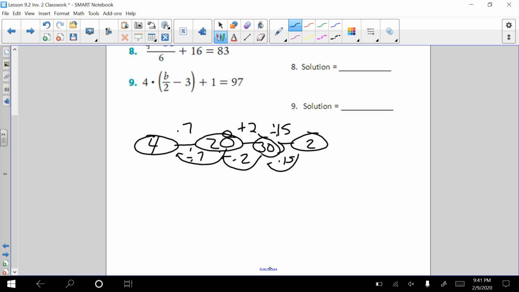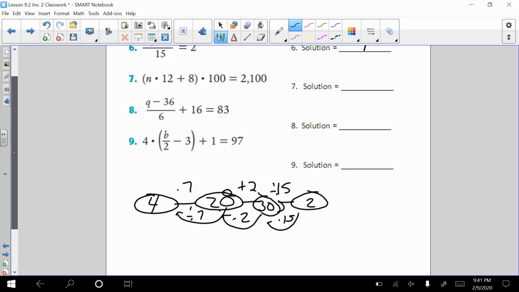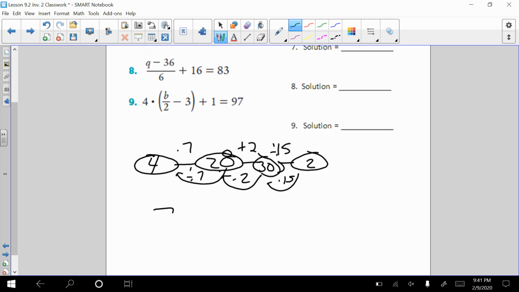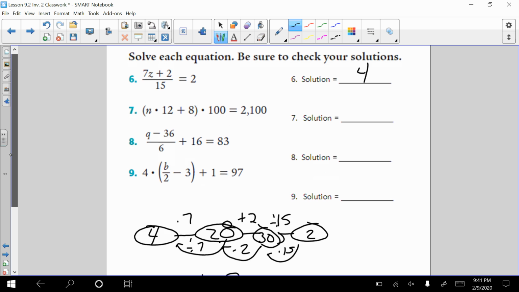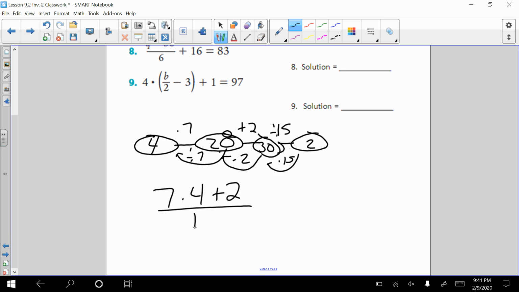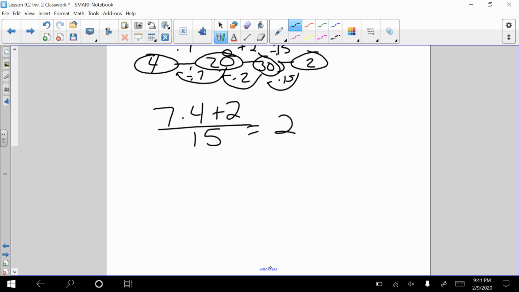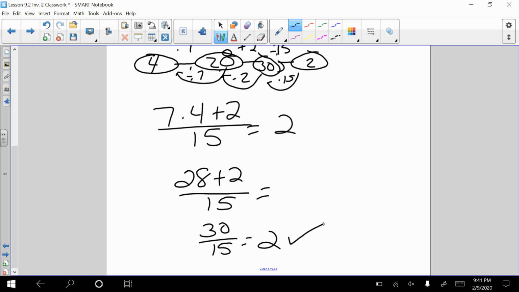Make sure we check it. Let's put 4 into the problem. The problem is 7 times 4 plus 2, all divided by 15 to equal 2. Follow PEMDAS rules. 7 times 4 is 28, plus 2 is 30, divided by 15. Yes, that does equal 2. It checks out and correct.